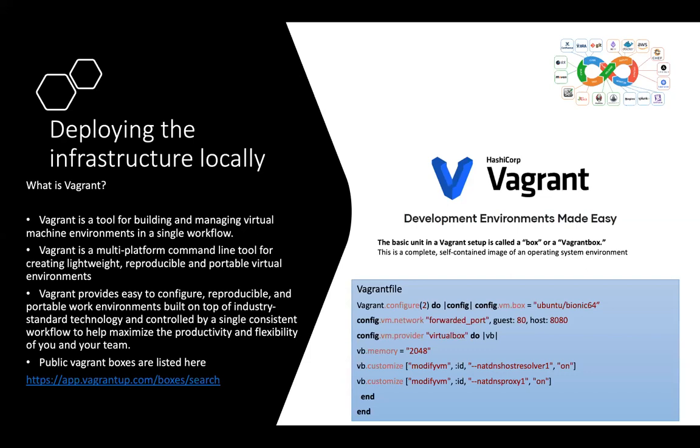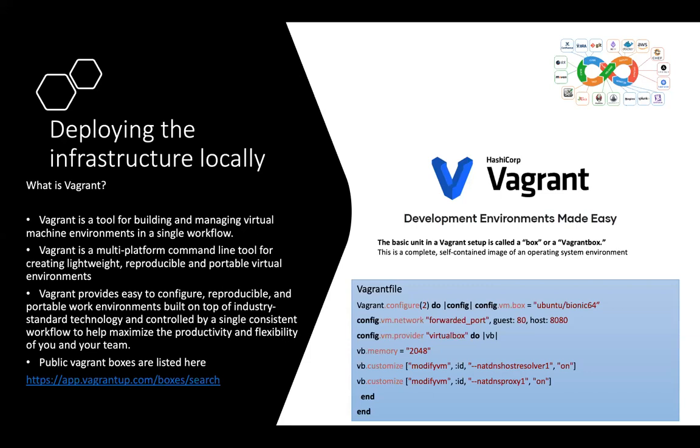So that way we eliminate the changes in the environments or in the infrastructure that two people work on. So that way everybody gets the same box. Vagrant, again, the public boxes are listed here. You can go on this URL and search for many boxes. You'll have tons of Vagrant boxes available to use.